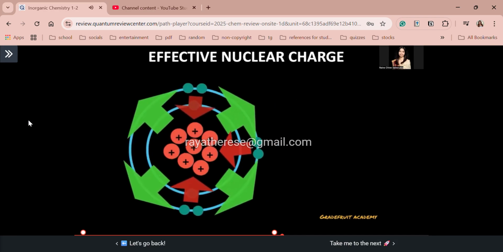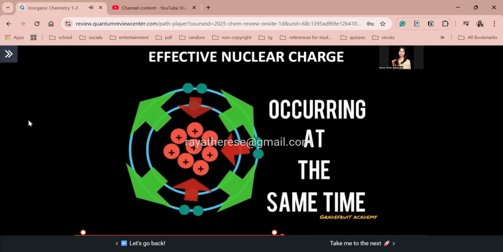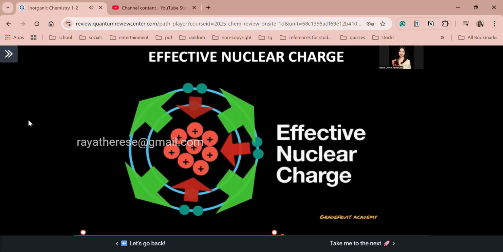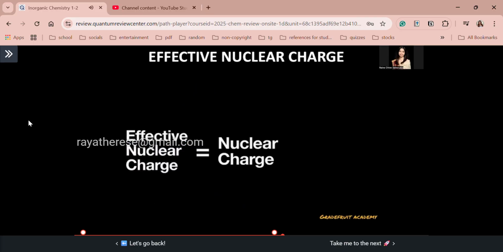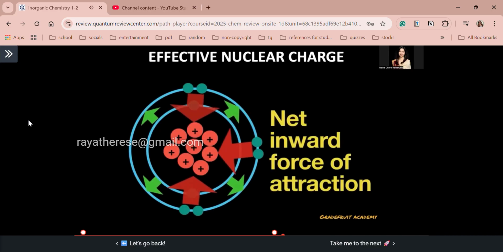Both the shielding effect and the nuclear charge are occurring at the same time, and the combined expansionary and contractionary effect is what we call the effective nuclear charge, which is given by the formula: effective nuclear charge equals nuclear charge minus the shielding effect. So if the nuclear charge is greater than the shielding effect, the effective nuclear charge increases and there will be a net inward force of attraction between the nucleus and valence electron as it is stronger than the shielding effect between the electron shells. Okay, now we know the concept of effective nuclear charge.